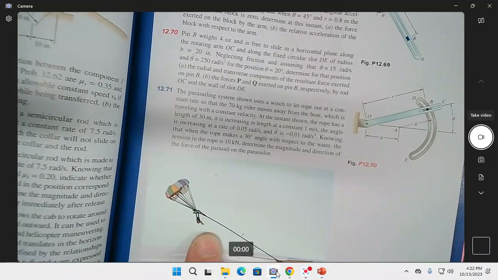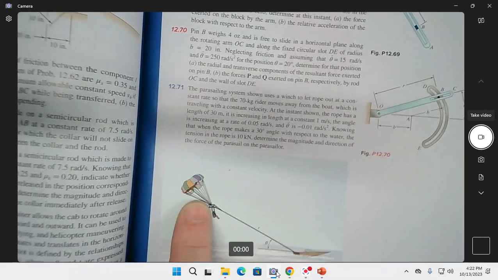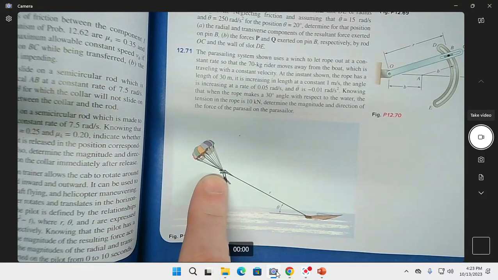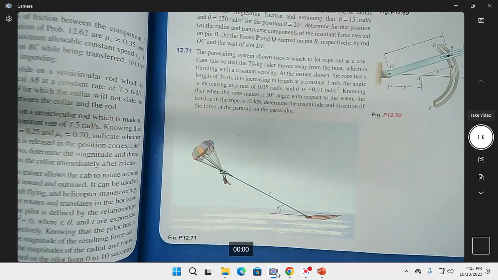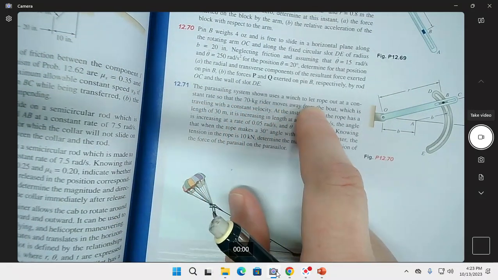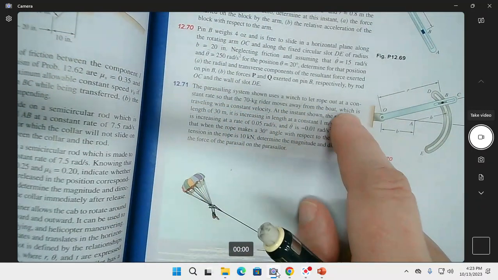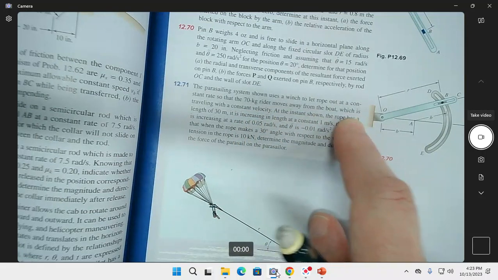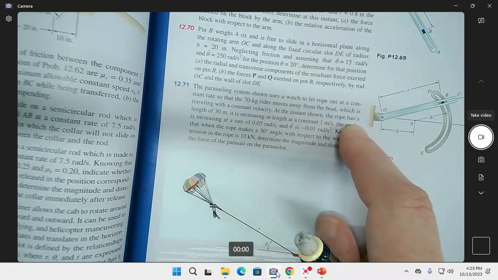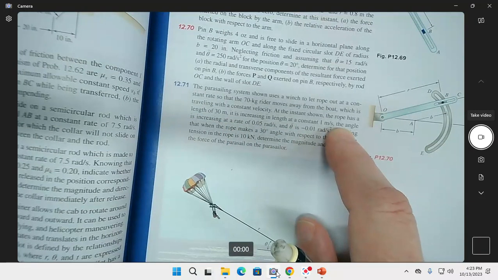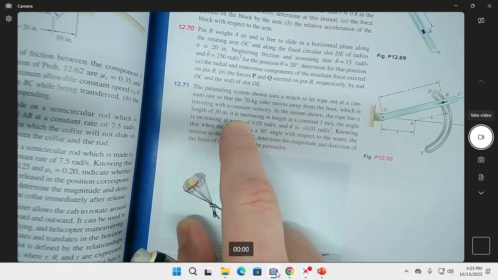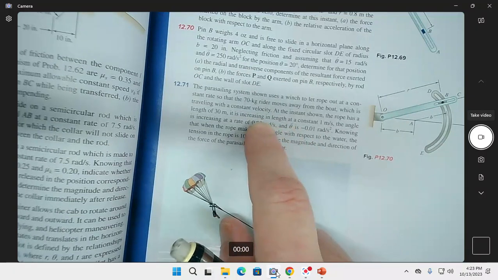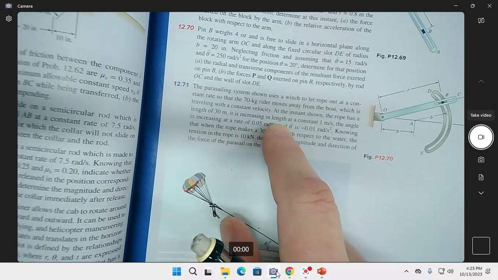I think this one's actually hard because of the free body diagram that you have to draw for it, as I recall. What you have right here is a parasailing system that uses a winch to let the rope out at a constant rate so that the 70-kilogram parasailer moves away from the boat, which is traveling at a constant velocity. At the instant shown, the rope has a length of 30 meters. It is increasing in length, right? So that should be a clue. That's an R dot, right?